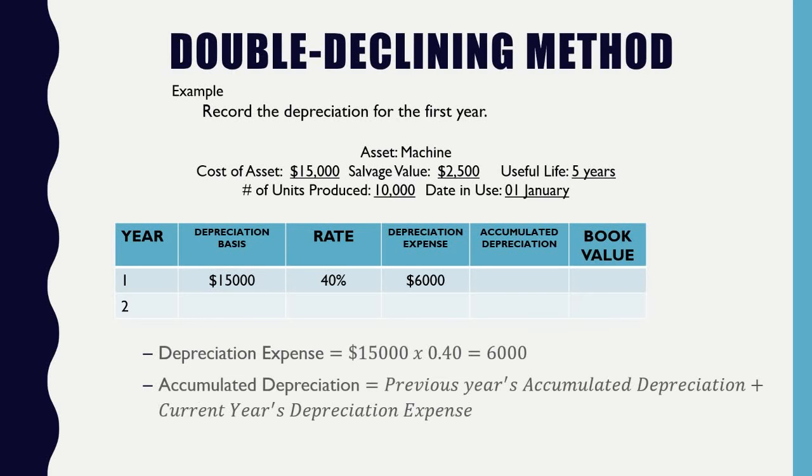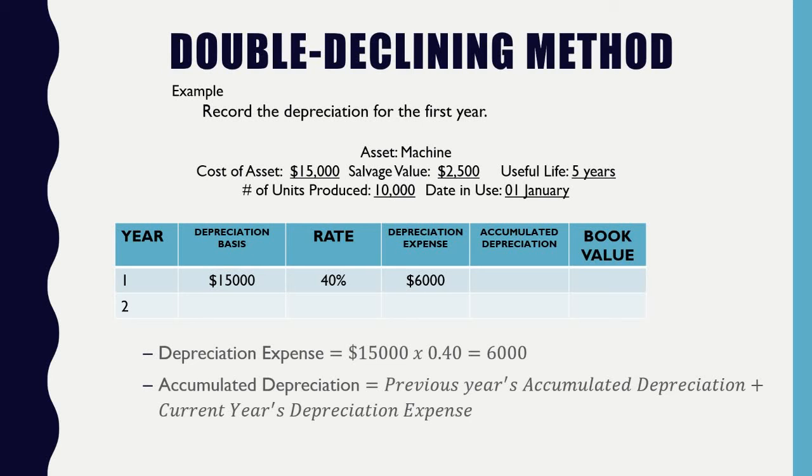We're going to get $6,000 as our depreciation basis. So what we're going to do is take the 15,000 that we started off with and multiply it by 0.4, or 40% if you want to look at it that way. So what's 40% of 15,000? In this case, we solved for it, and it's going to be $6,000. All right, so that's our depreciation expense.